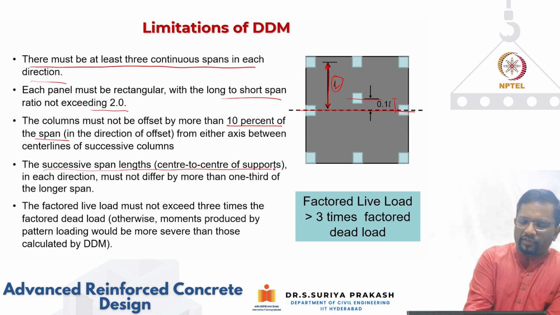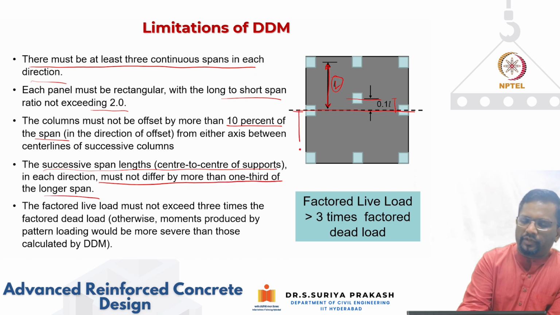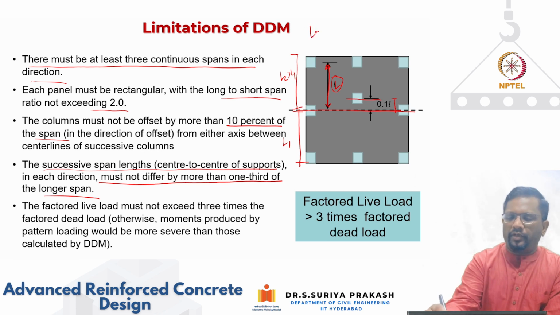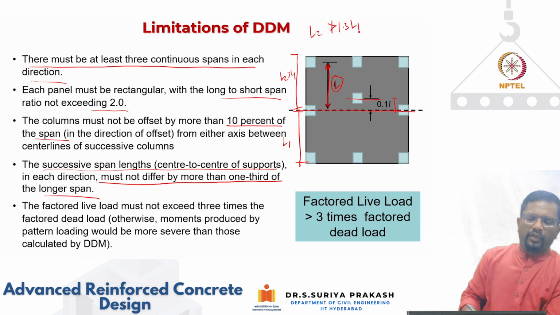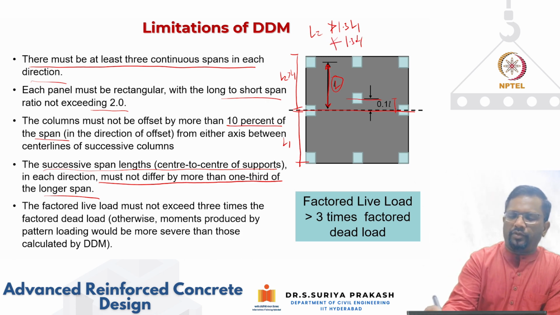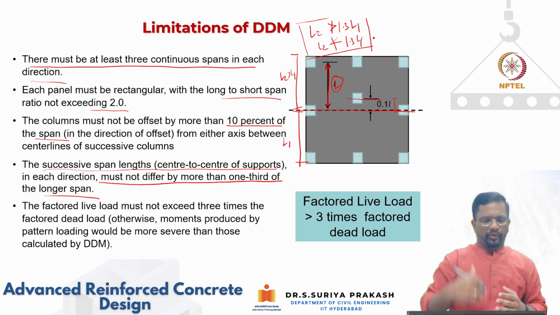Then the successive span lengths, center to center of the supports in each direction, must not differ by more than one third of the longer span. So let's say this is L1, and this is L2. Now let's say L2 is greater than L1. What we are saying is L2 cannot be greater than 1.3 times L1. It can differ, which means it cannot be greater than that, and also it should not be lesser than that. So these are the conditions we need to satisfy. Successive span lengths cannot differ, meaning either it can be higher or it can be lower also.